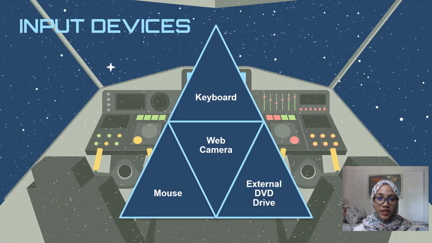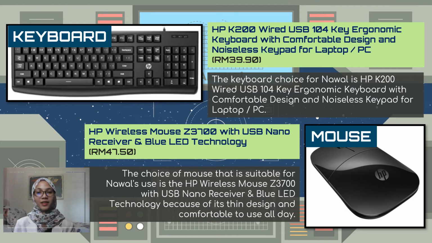As I said just now, we have 4 input devices that we would like to suggest to Nawal. The first one is keyboard, the second one is mouse, the third one is external DVD drive, and the fourth one is web camera for her. Now let's move on to the first input device that we would like to suggest for Nawal. It is keyboard. The brand of keyboard that we suggest is HP. It is a quite famous brand for electronics.